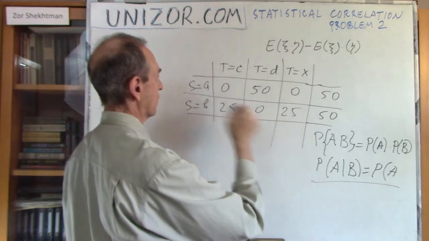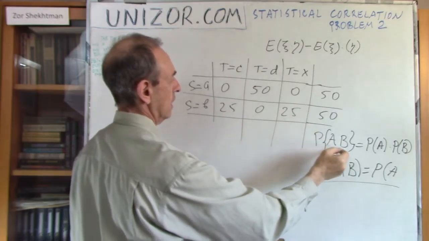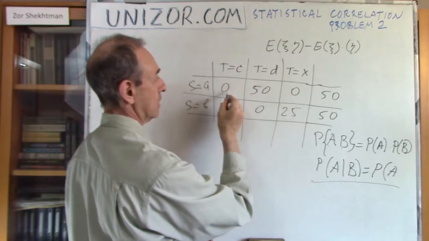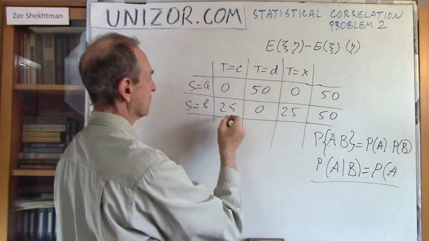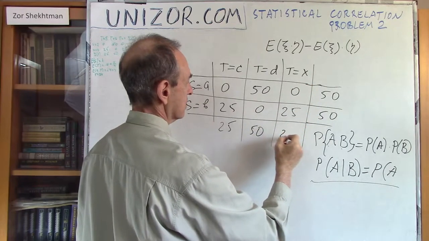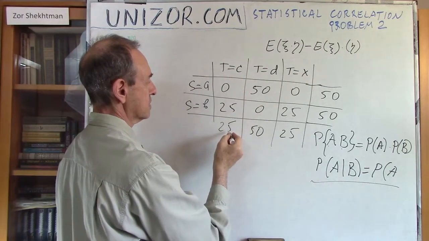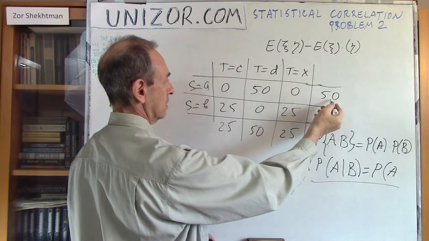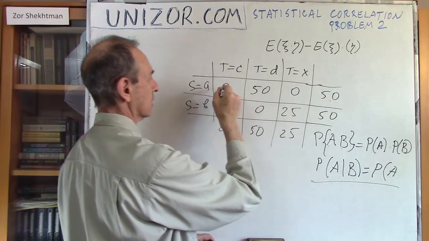So here is one event, for instance: S is equal to A and T is equal to C. The probability of this is zero, as we see, right? But the probability of this times this, let's think about it. T is equal to C in 25 cases, T is equal to D in 50 cases, and T is equal to X in 25. So out of 100, the probability of T equal to C is 25 hundredths, which is 1/4. And this is 50 hundredths, so it's 1/2. Obviously, the product of these does not equal zero.